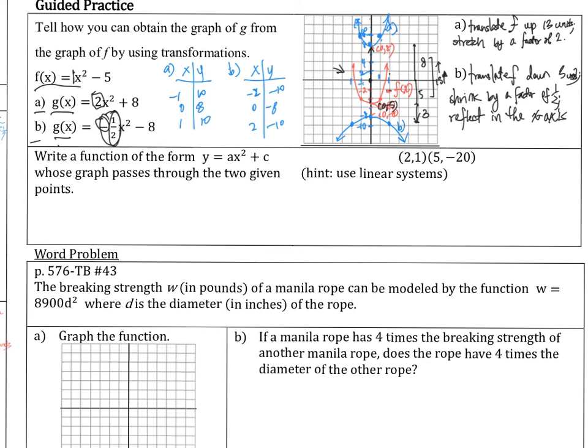And for this next problem, we are to write a function of the form y equals ax squared plus c, whose graph passes through the 2 given points. So hint, we're going to use linear systems. First of all, I'm going to take (2, 1) and substitute it into the parabolic equation here. So that would be 1 equals a times 2 squared plus c, so we get 4a plus c. And then I'm also going to do that for (5, -20).